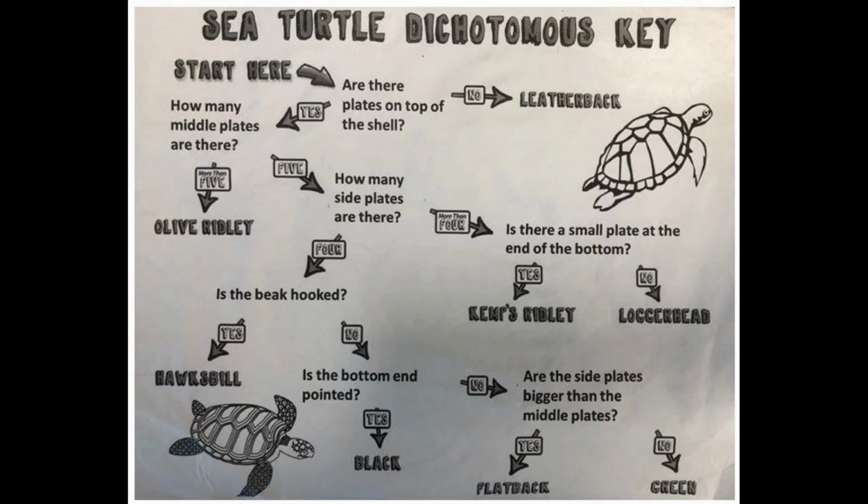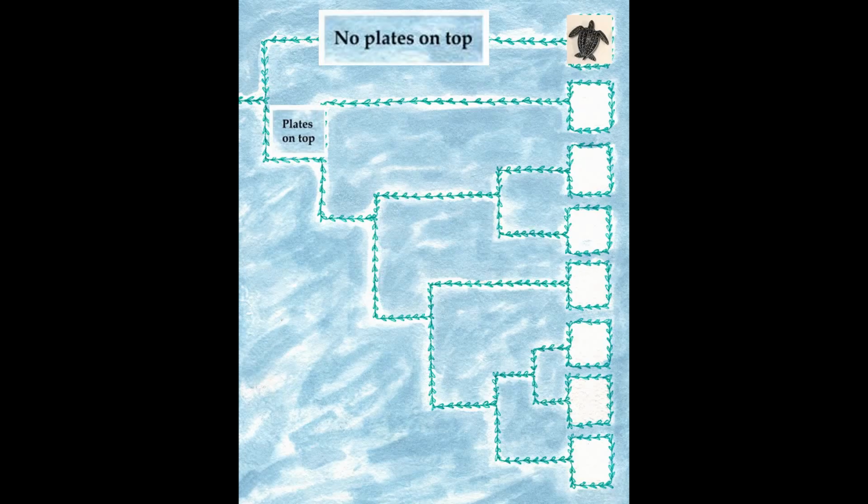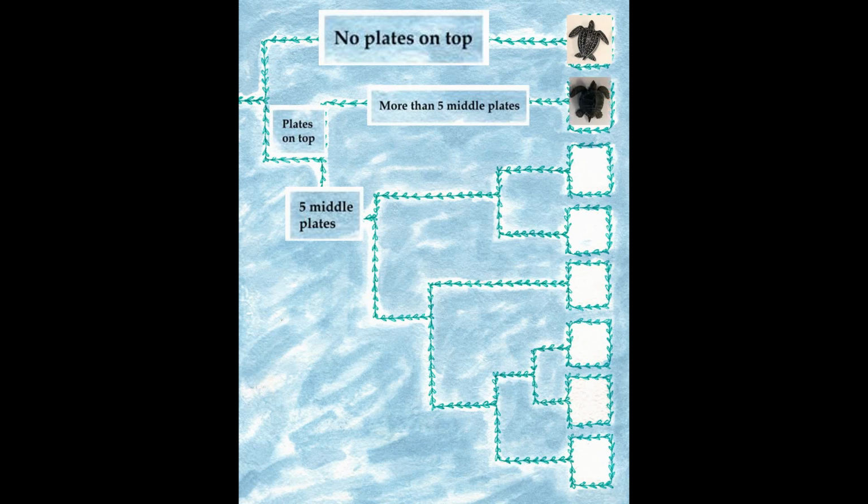The next question the key asks is, how many middle plates are there? The options are 5 or more than 5 plates. Only the olive ridley turtle has more than 5 plates, with 5 plates being a synapomorphy that unites the other 6 turtles. We can then map the traits and place the olive ridley turtle in its appropriate location on the tree.